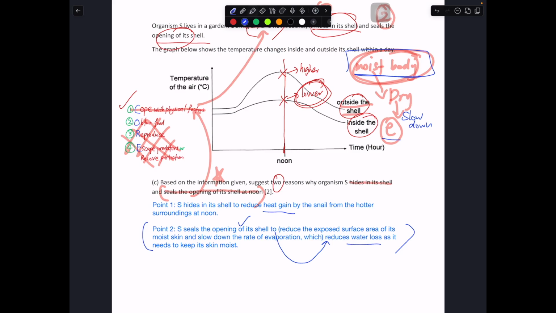Okay, so the key part is reduce heat gain, reduce water loss. So these are the two critical functions, or two critical core ideas behind this adaptation: reduce heat gain, reduce water loss. So indirectly, it's trying to cope with extreme temperature, okay, in this hot environment, especially during the noon where it's very hot.